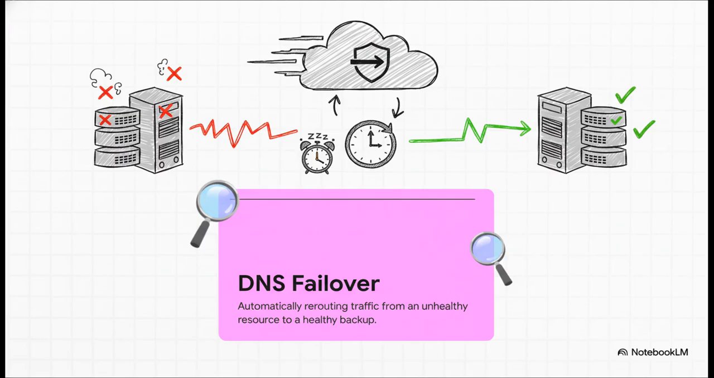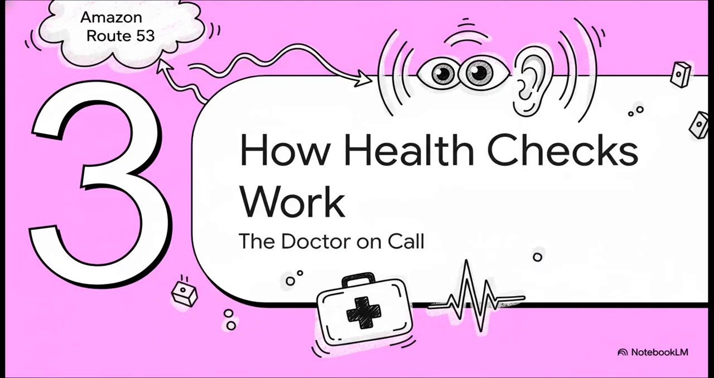And that detour process, that's what we call DNS Failover. It's really that simple. A system automatically sees that your main server is sick, and without you lifting a finger, it reroutes all your users to a healthy backup. The key word, the magic word here, is automatically. No 3 a.m. phone calls, no panic scramble to change DNS records by hand. It just happens. So the next logical question is, how does Route 53 know that something's wrong?